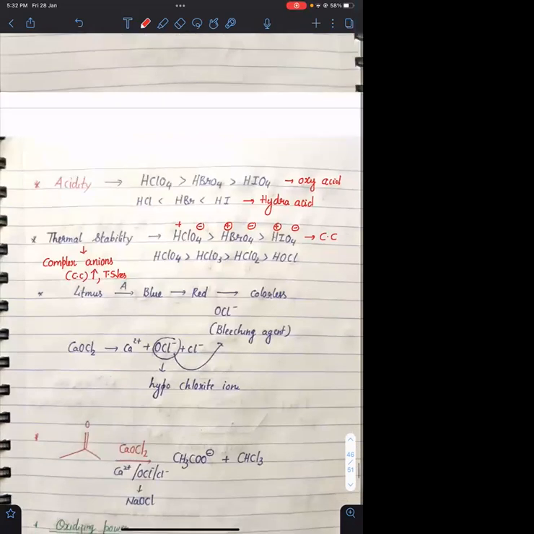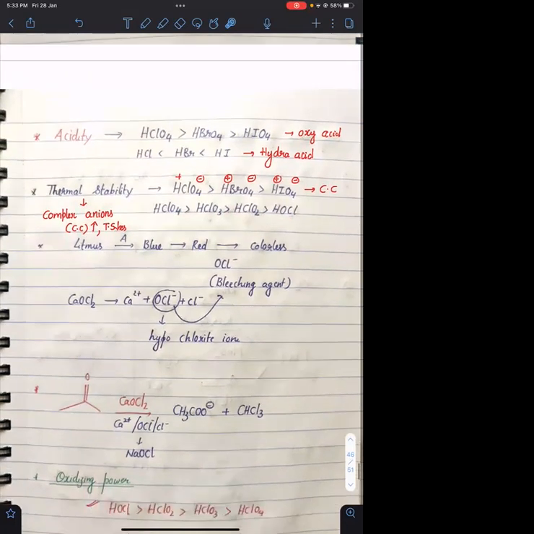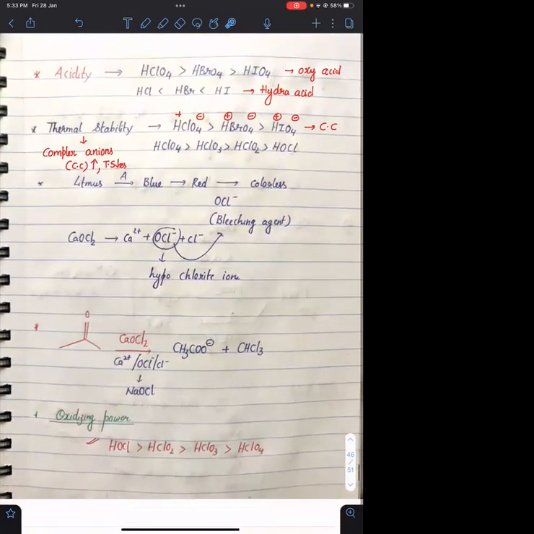And acidic strength order, HClO4 greater than HClO3 greater than HClO2 greater than HClO. Thermal stability का भी वही order है. यहाँ पे size के हिसाब से compare नहीं कर पाएंगे क्योंकि all of them are having different atoms in them. Just remember the same order is for thermal stability, the same order is for acidic character. Okay. Next.